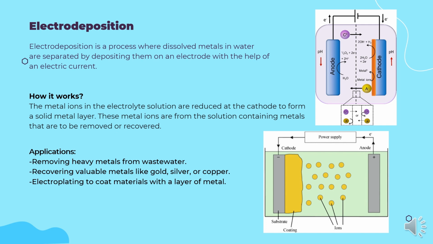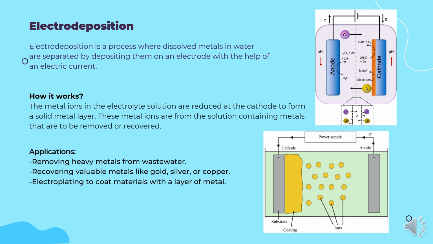So, how does it work? The metal ions in the electrolyte solution are reduced at the cathode to form a solid metal layer. These metal ions are from the solution containing metals that are to be removed or recovered. You can see these two pictures visualize all the things that I said just now.